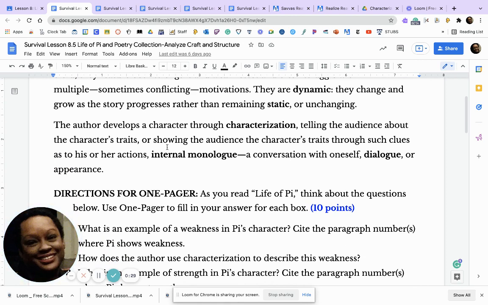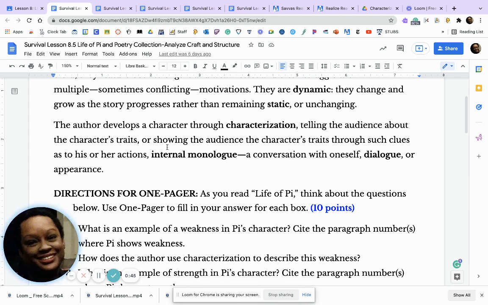The author develops a character through characterization, telling the audience about the character's traits or showing the audience the character's traits through such clues as his or her actions, internal monologue, a conversation with oneself, dialogue, or appearance.